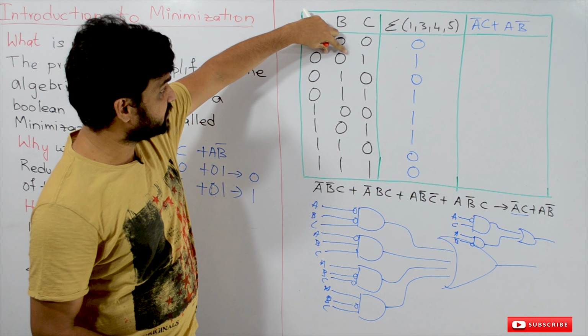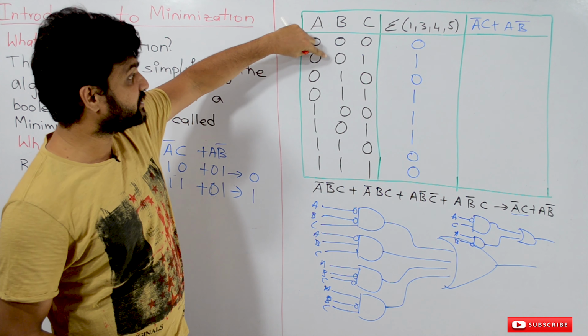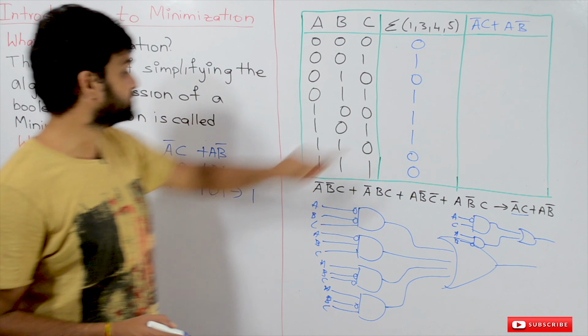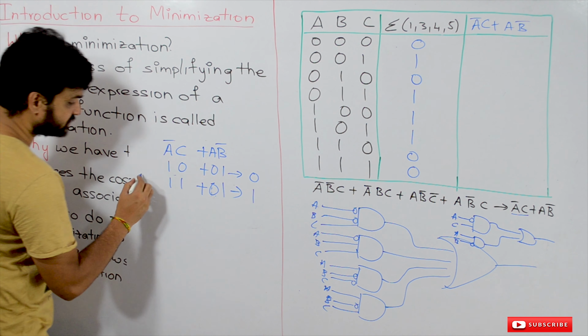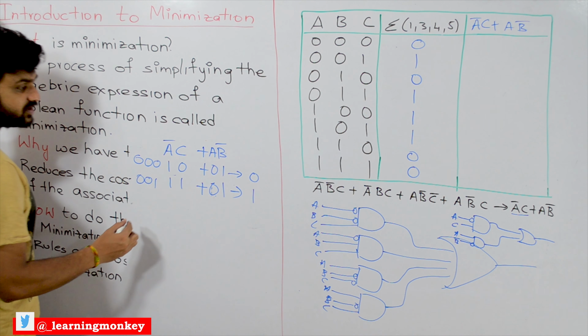So this is the decimal representation of 1, the binary representation of decimal number 1, and wherever we have 1, it is producing an output of 1. This circuit is also producing an output of 1 for the input 0 0 1. For 0 0 0, it is producing an output of 0.